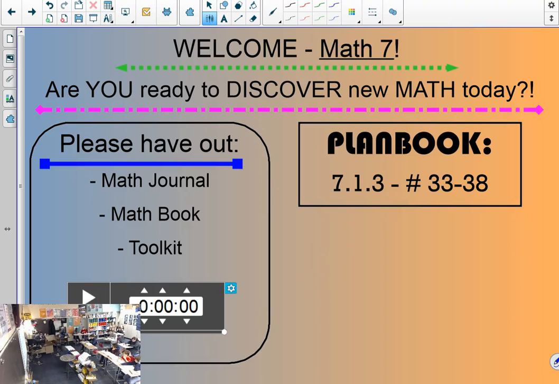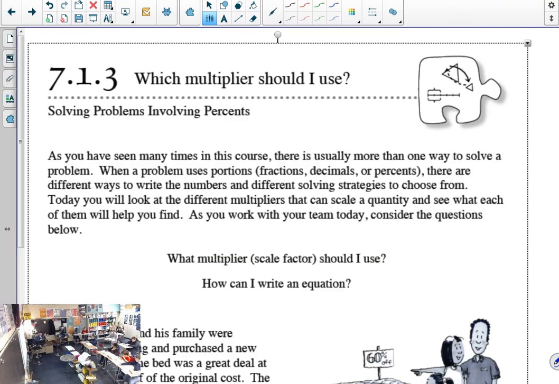Scale is any time we're modifying a value. Can anyone think of any time we use the word scale? Like, oh, this is to scale. What does that mean? Grant? To size. What do you mean, to size? Like, it's the same size?